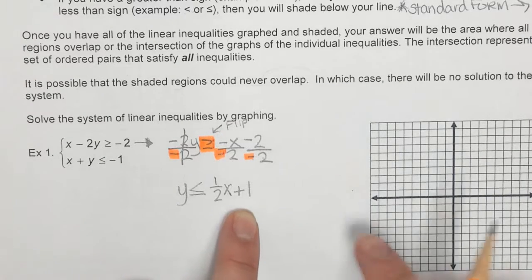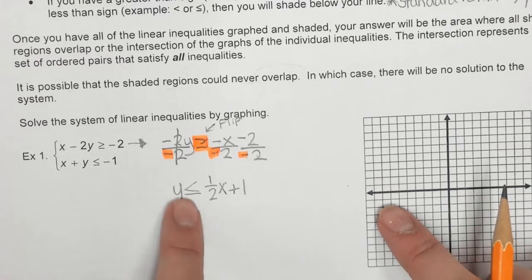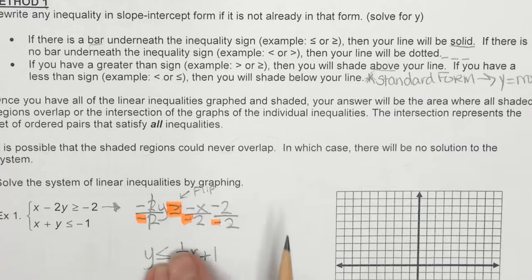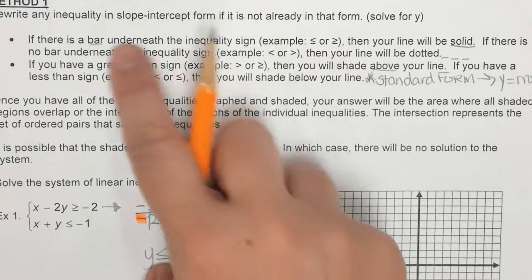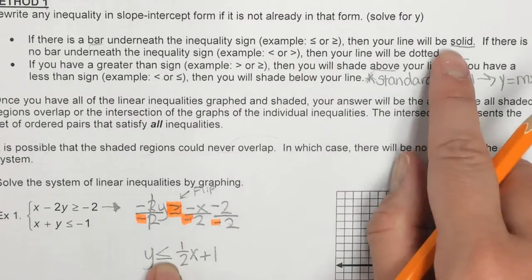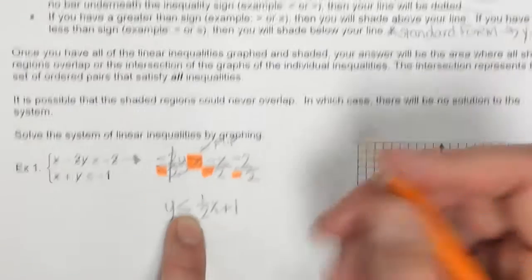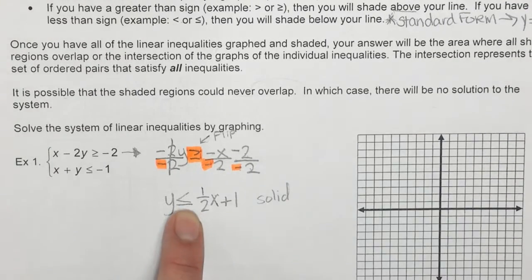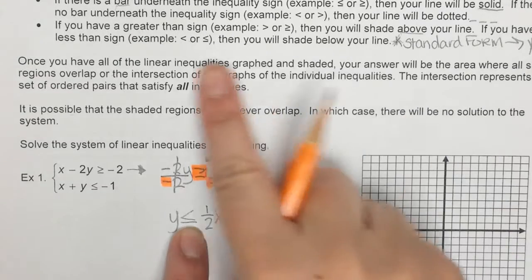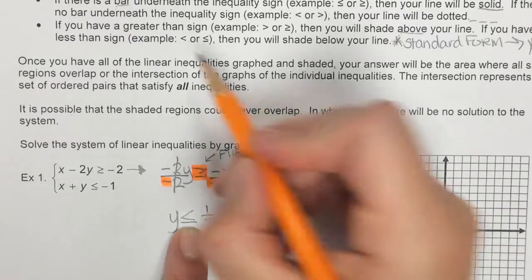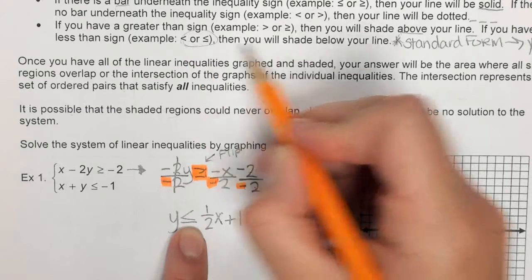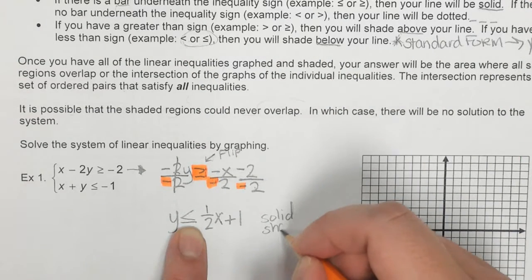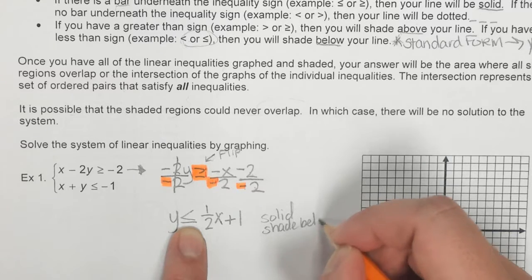Okay? So now I go to graph it. I just got to know how I graph it. I got to look, what kind of line am I going to have? Let's see. I have a bar underneath my inequality sign, so it's going to be solid. So this is going to be a solid line. And my shading, let's see, it's a less than, so I would shade below my line. So I'm going to write solid, shade below.